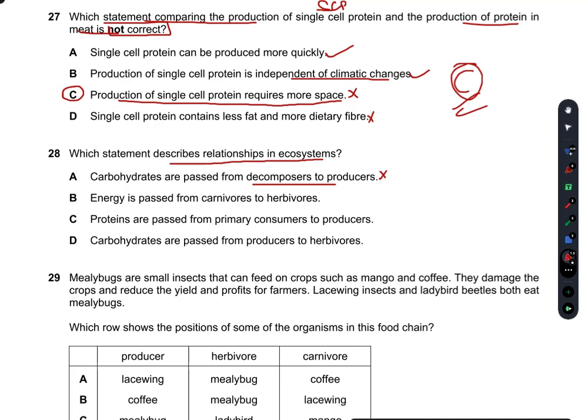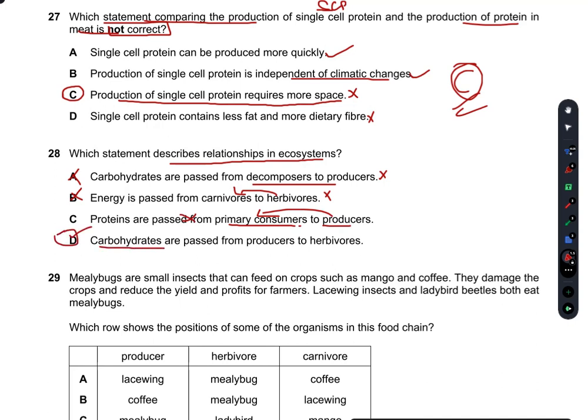Energy is passed from carnivores to herbivores. No, energy is passed from herbivores to carnivores. So A and B are incorrect. Proteins are passed from primary consumers to producers. No, they are passed from producers to primary consumers. So the only option left is D, and it should be correct.